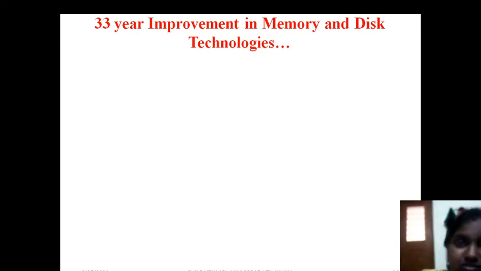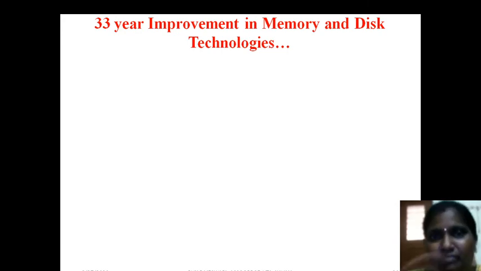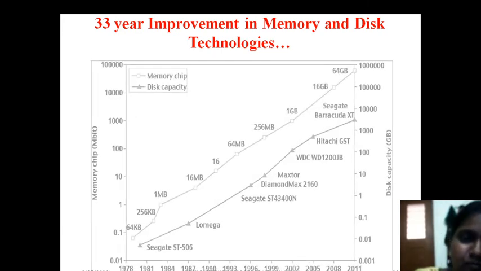Primary memories are semiconductor devices, but these are magnetic devices. Okay, so the speed is going to be somewhat mismatched between the primary memory and the secondary memory. Okay, in order to avoid this speed mismatch, we are going to use cache. Okay, so this diagram will give the evolution of the memory and the disk technologies.